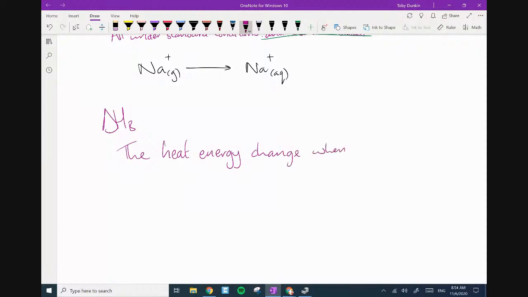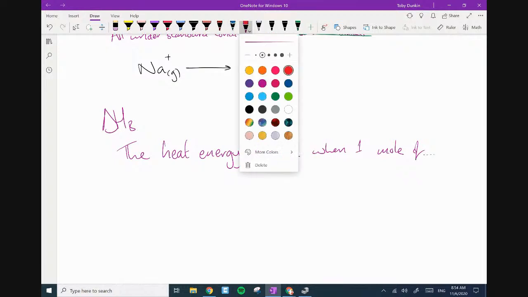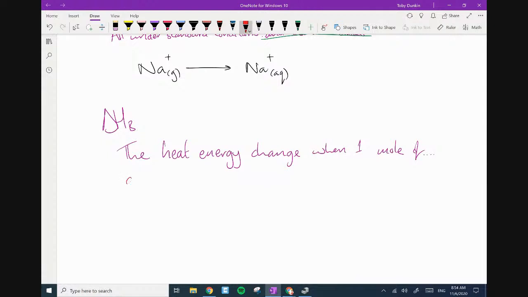a covalent bond is broken, forming gaseous atoms.